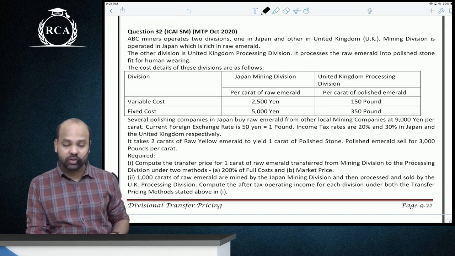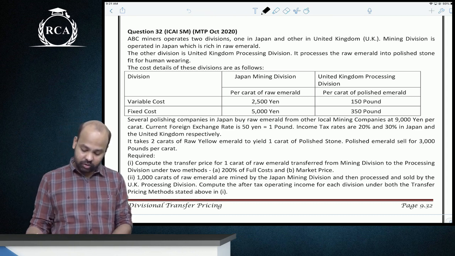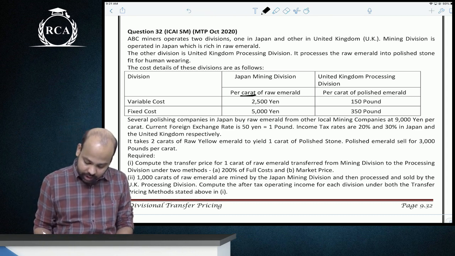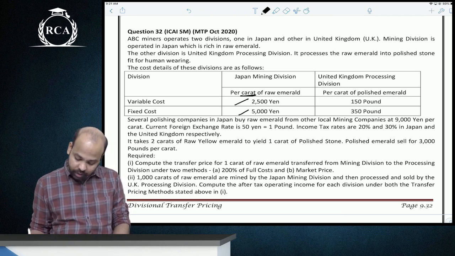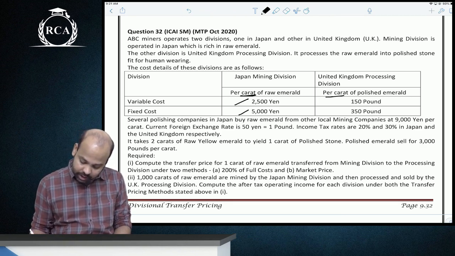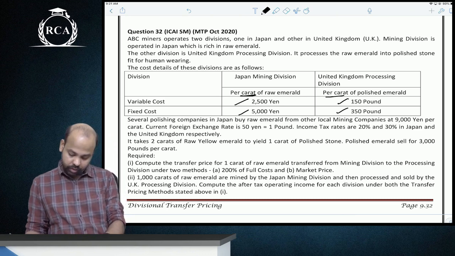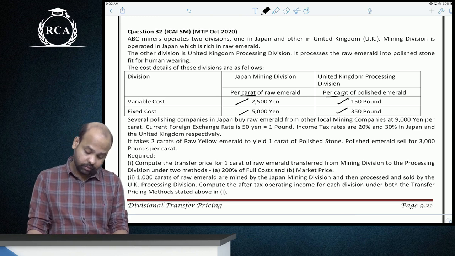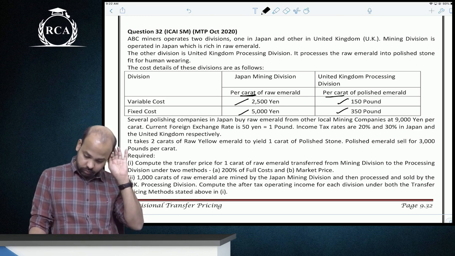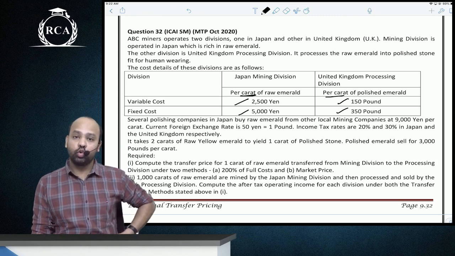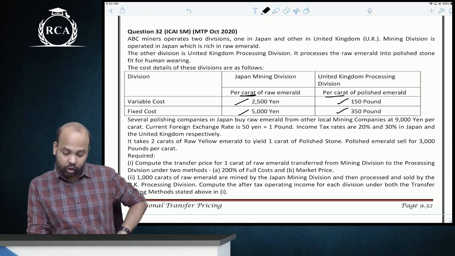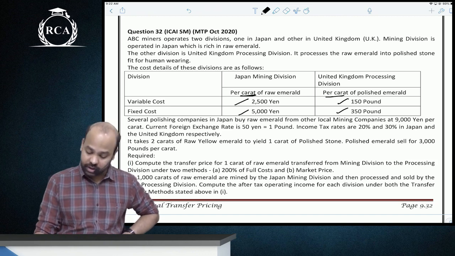They've given us the cost details of these divisions, guys. Variable cost per carat is 2,500 yen. Fixed cost is 5,000 yen. And in processing, per carat variable cost is 150 pounds and 350 pounds. You know, guys, a carat basically means 0.2 grams. For all of these precious stones, they measure it in terms of carat.